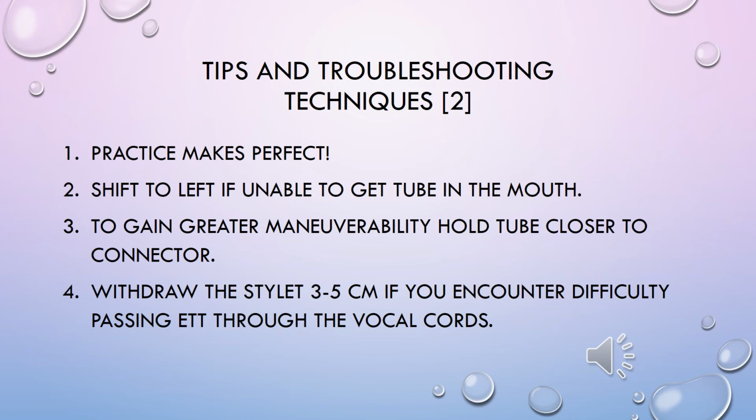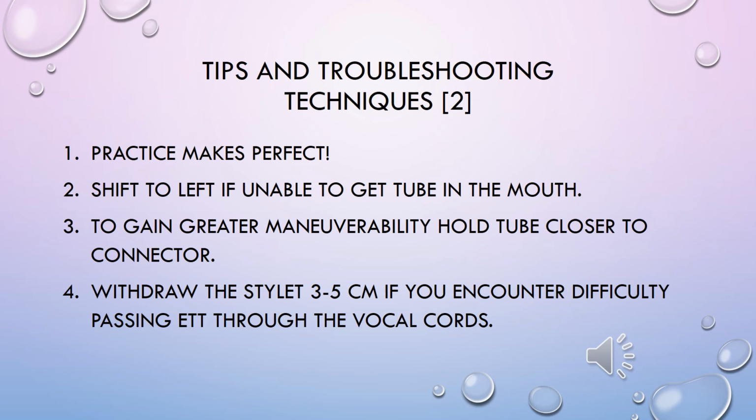Also, to gain greater maneuverability, you want to hold your tube closer to the connector. Also, withdraw the stylet 3 to 5 centimeters if you encounter difficulty passing the ETT through the vocal cords. This can be done by the technician using his or her thumb, pushing up on the stylet 3 to 5 centimeters. Or if they're having trouble, their helpmate can help them by pulling it back a little bit. But you want to be careful because you don't want to pull it all the way out, and you don't want to pull it too hard.